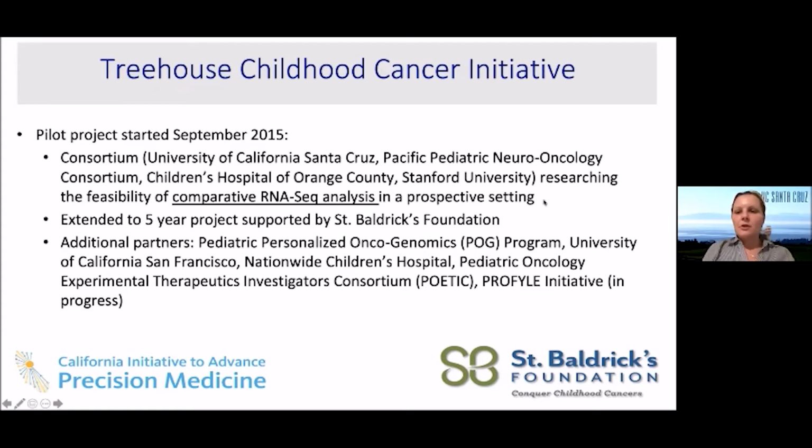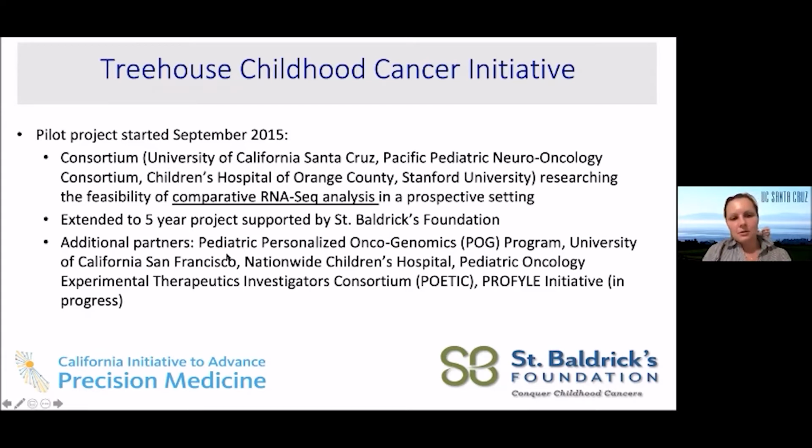And so the goal of this was to research the feasibility of doing the comparative RNA sequencing analysis that I described for our first patient, but systematically with these multiple partners and in a prospective setting. So for patients that are being treated on these studies. And this was started with funding from the state of California. This was our governor's initiative, the California Initiative to Advance Precision Medicine.